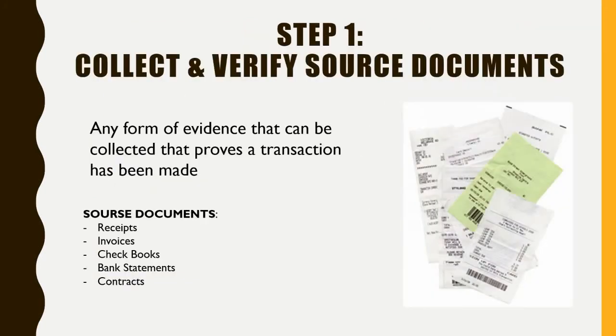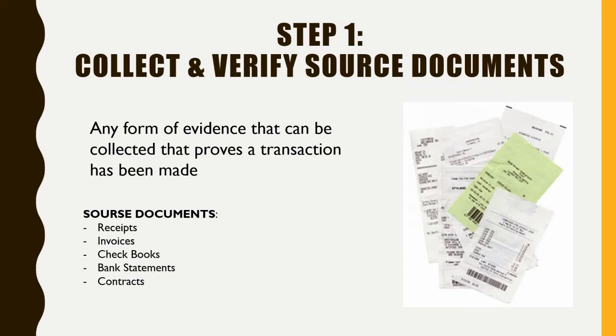So step number 1, of course, is collecting your source documents to verify your transaction. We talked about transaction analysis yesterday. Those 7 steps of transaction analysis go hand in hand with this accounting cycle. The first step of a transaction analysis is to analyze the source document. Where's your proof that a transaction has occurred? That is where we collect our source documents.